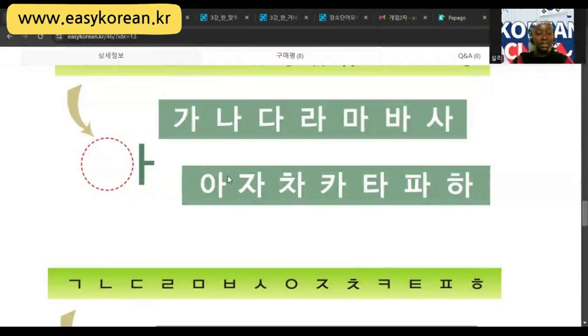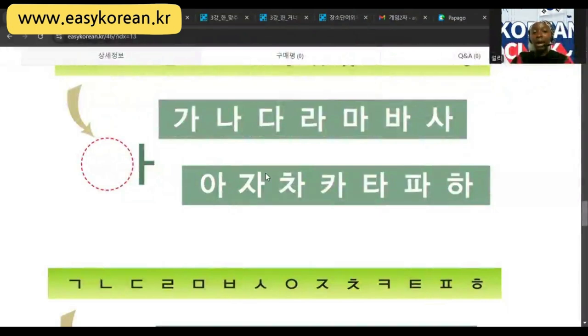This is ieung. Remember, I think I've told you before, the Korean vowels cannot stand alone. If there is no consonant in front of the vowel, then you have to put ieung before the vowel. So, ieung and a gives us a.